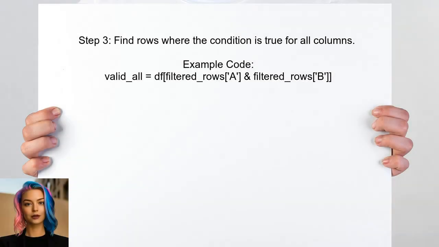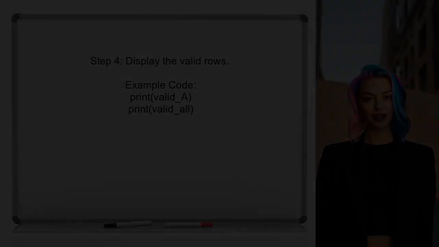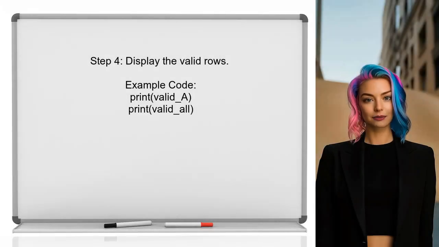Now, to find rows where the condition is true for all input columns, the user can use the logical and operator to combine the Boolean masks for each column. Lastly, the user can display the resulting data frames to review the valid rows for both column A and for all columns combined.